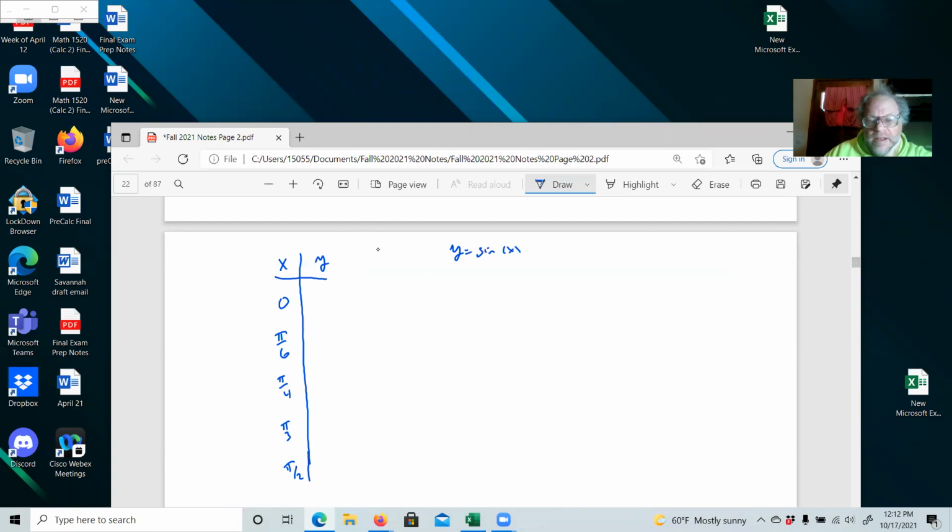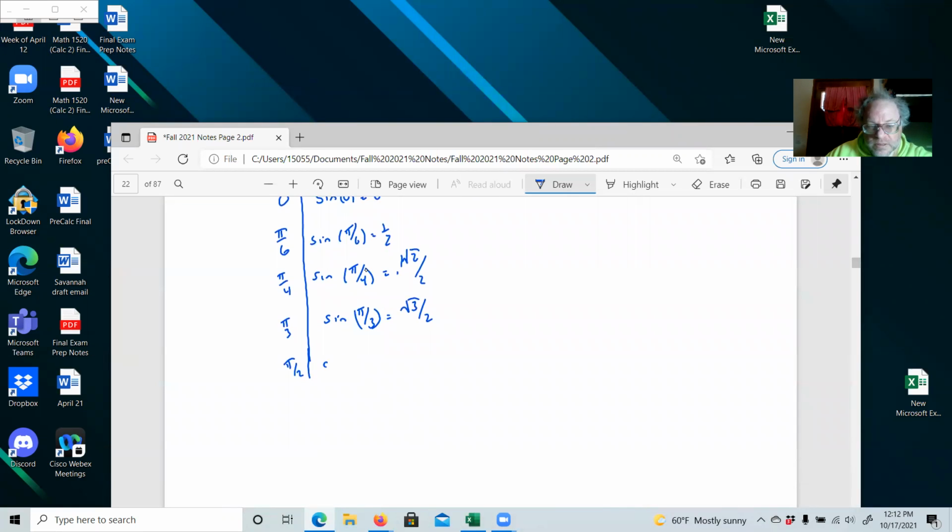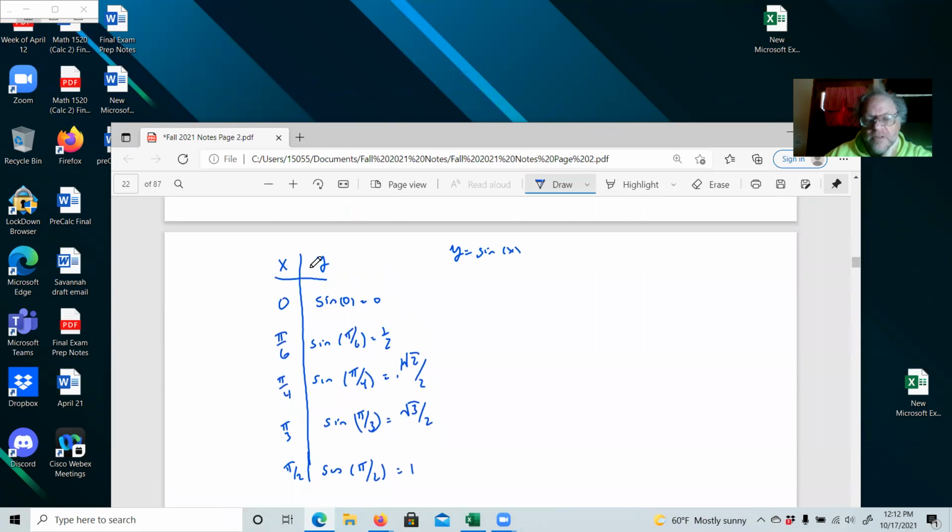Okay, we're going to have sine of 0, which is 0, the sine of pi over 6, which is a half, sine of pi over 4, which is square root of 2 over 2. Okay, the sine of pi over 3 is square root of 3 over 2. Okay, and then pi over 2 is equal to 1. Okay, now these were problems that we were supposed to kind of memorize.